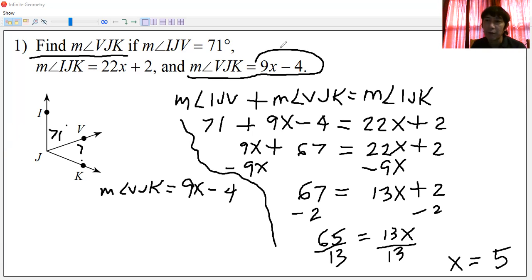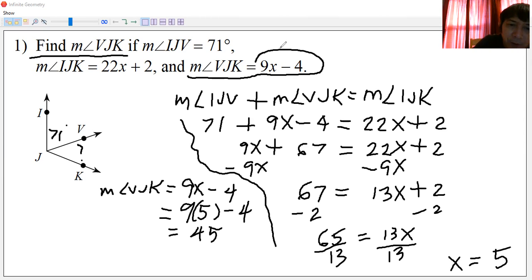We're going to substitute our value 5. So this is actually equal to 9 times 5 minus 4. That should be about 45 minus 4, giving us the answer 41. So the answer, that's 41 degrees. Okay, that is the measure of the angle VJK.